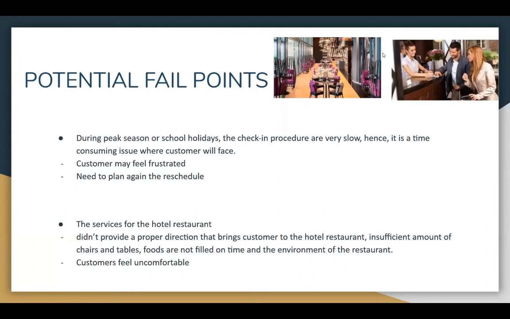Thank you, Hafiz. I'm Yong Chuan, and now I'll be presenting the potential fail points. During peak season or school holiday, as you know, there will be a lot of people going on holiday, and the check-in time will be the same. So during the check-in time, there's a lot of people queuing up together and waiting for the check-in. So it is a time-consuming issue that customers will face. Customers may feel very frustrated and need to plan their schedule again.